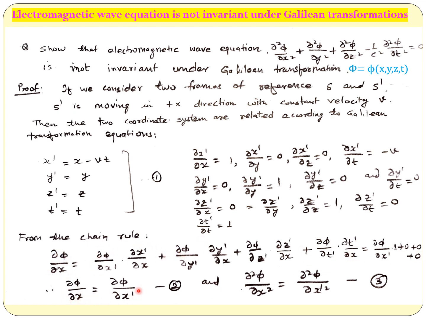So ∂φ/∂x is equal to ∂φ/∂x′. And if we differentiate one more time partially, ∂²φ/∂x² will be ∂²φ/∂x′². So this first term is in the same form as without prime. So ∂²φ/∂x² and ∂²φ/∂x′² are in the same form in the primed and non-primed coordinates. Now we will check for y′, z′ and t′, and then we can say whether it is invariant or not.